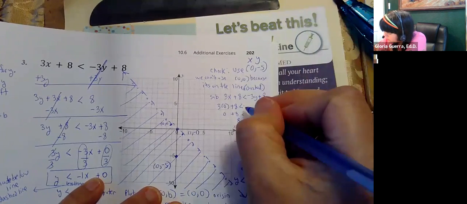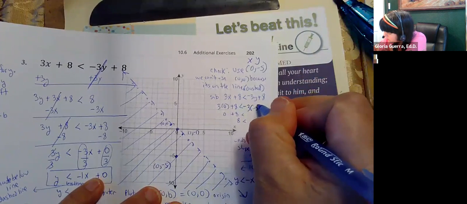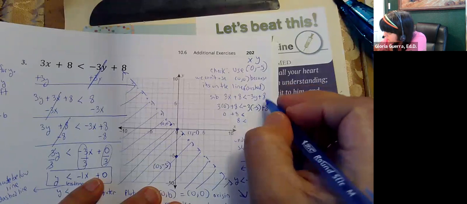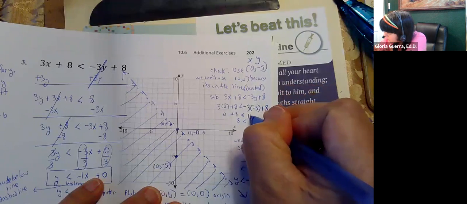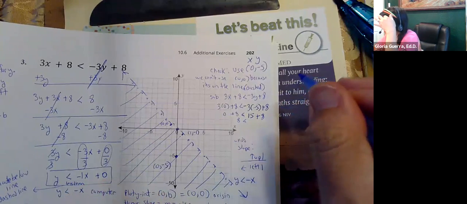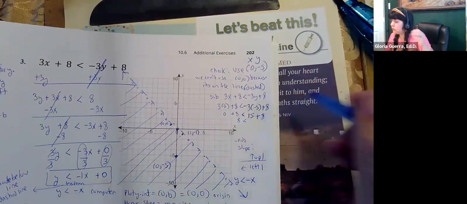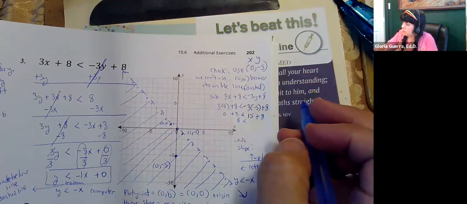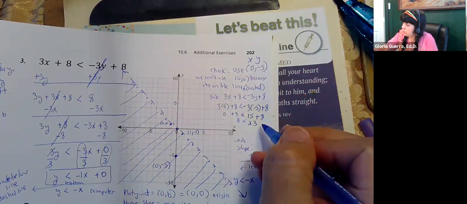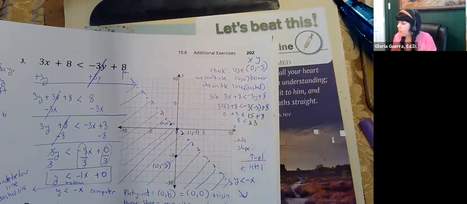So I have -3 times y, and y is -5 plus 8. So -3 times -5 is 15, plus 8. -3 times y, -3 times 5, which is 15. And what's 15 plus 8? Is it 23? 15, 16, 23. Yeah, it's 23, right?